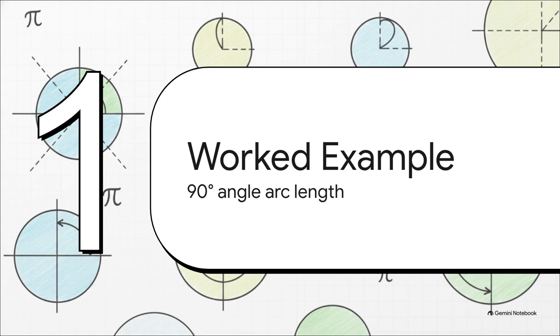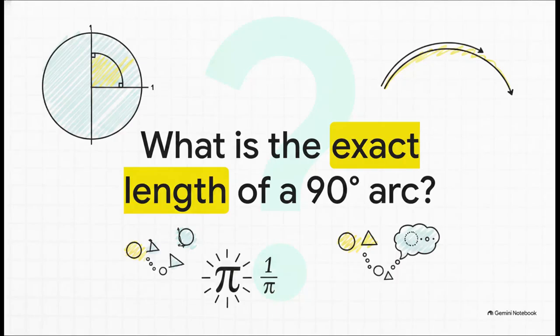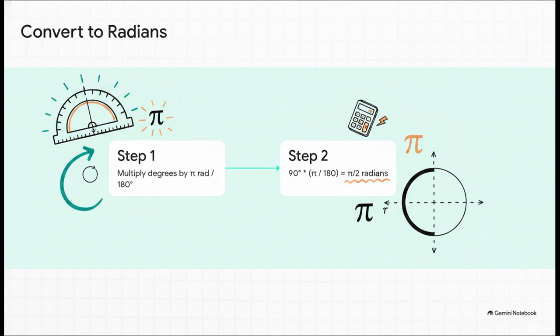Worked example, finding the arc of 90 degrees. Now, I want to pose a question directly to you, grade 9. What is the exact arc length of a 90-degree angle on the unit circle? I want you to really engage those problem-solving skills for a second. Picture the unit circle, think about what a 90-degree angle looks like, and remember our new rule about radians. Let's see how this all comes together step by step.